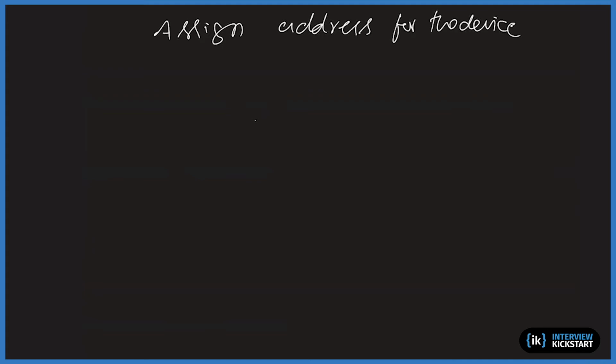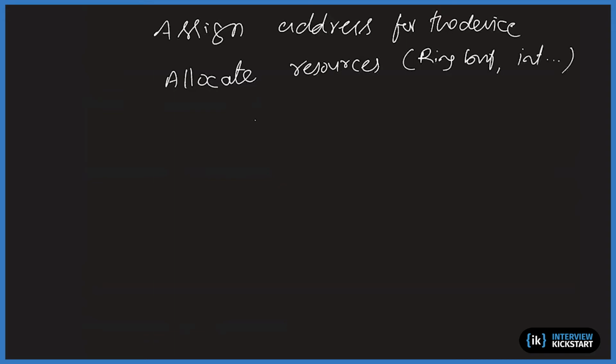It also needs to allocate resources, like ring buffers and so on, whatever resources are to be allocated for that device. This is the end of the enumeration step. So the flow is: you plug in the device, the host detects the device, then you identify the speed, get the device descriptor, reset the device and get the descriptor, reset again and assign an address.